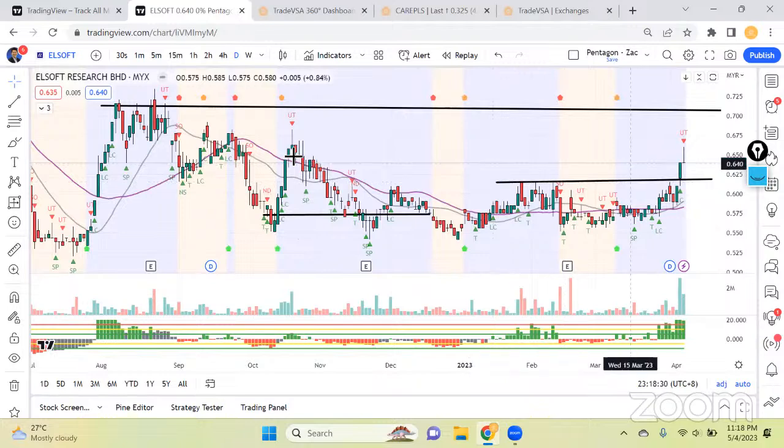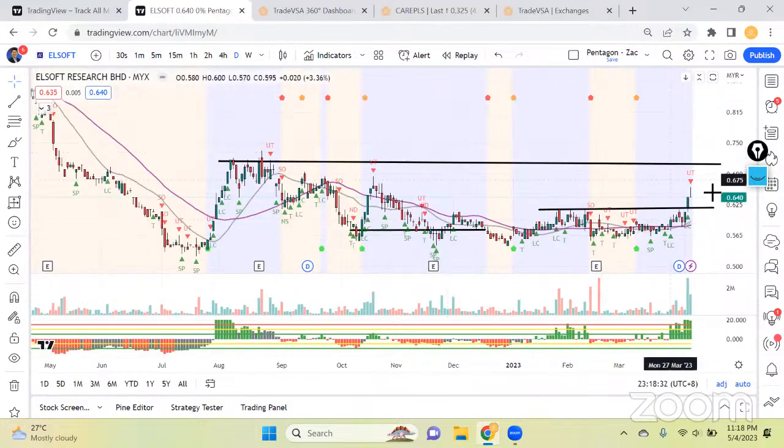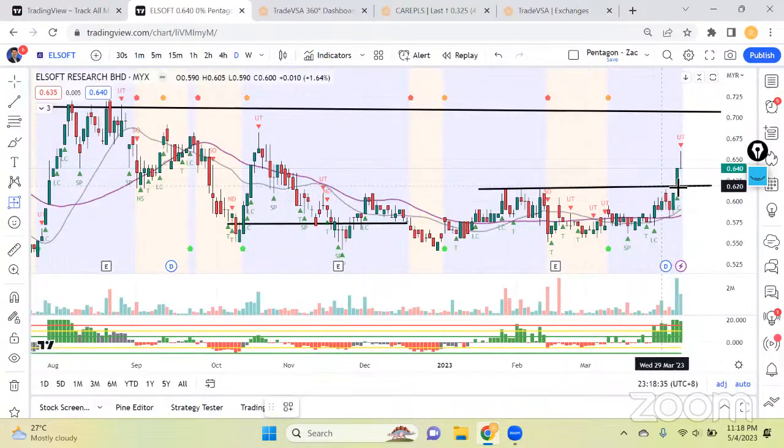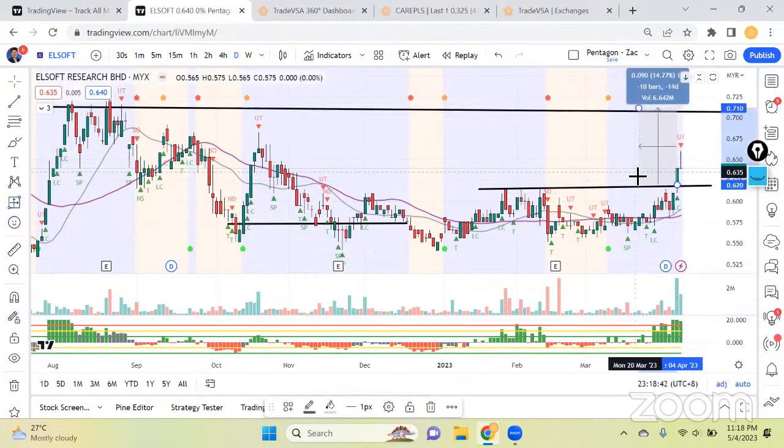So probably you want to do this kind of range trading for Elsoft. If, for example, from this to this resistance, it's 14% now. Okay, 14% is decent.